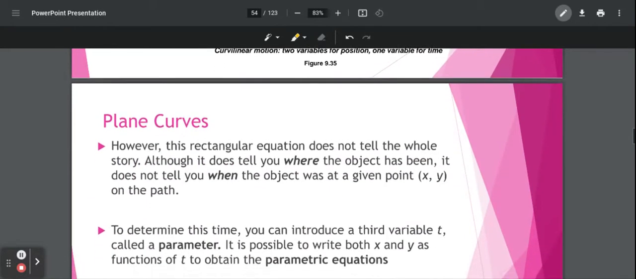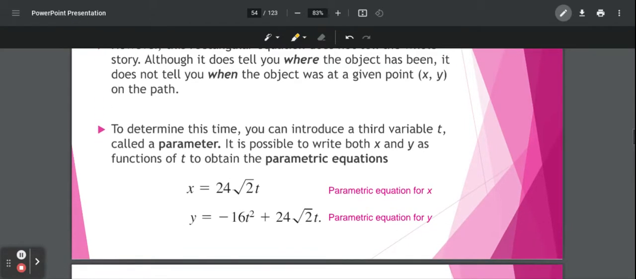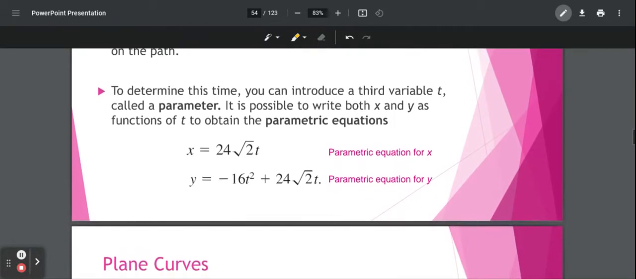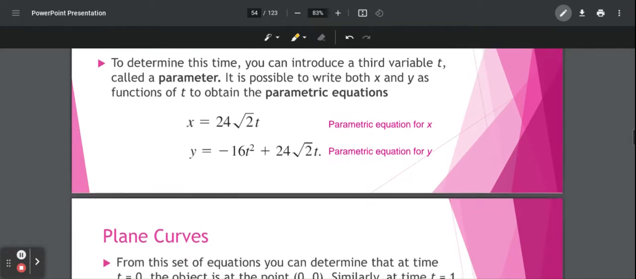The reason we would do that is because with rectangular equations, you don't always get to see the full picture. You don't necessarily know when the object is at a given point, but you might know where it was. The parametric form allows you to figure more things out about your equation. That's where the t is introduced, which is called your parameter. It's like a limit on where you're allowed to be for this equation.